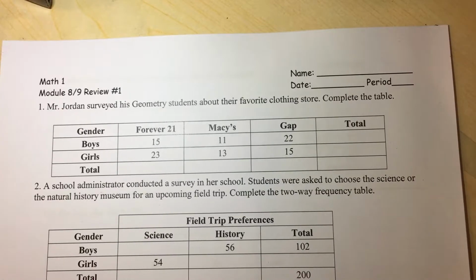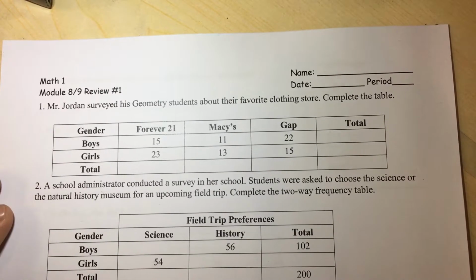All right, here we are doing the Module 8-9 review for Math 1 at Valley High School. So we're going to jump right in. We're going to jump right into completing two-way frequency tables and analyzing some of the data that goes along with two-way frequency tables.